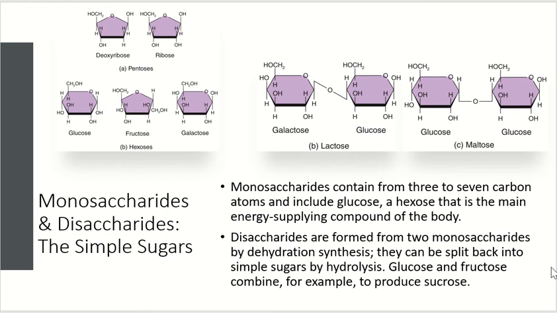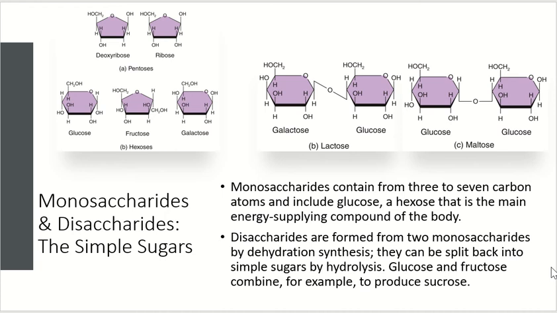monosaccharides and our disaccharides are really important sources of energy. So monosaccharides are going to contain, like we said, anywhere from 3 to 7 carbon atoms, and this is going to include glucose, which is a hexose that is the main energy supplying compound in the body. Right? So we need glucose basically for any kind of functional activity in the body, cellularly speaking.